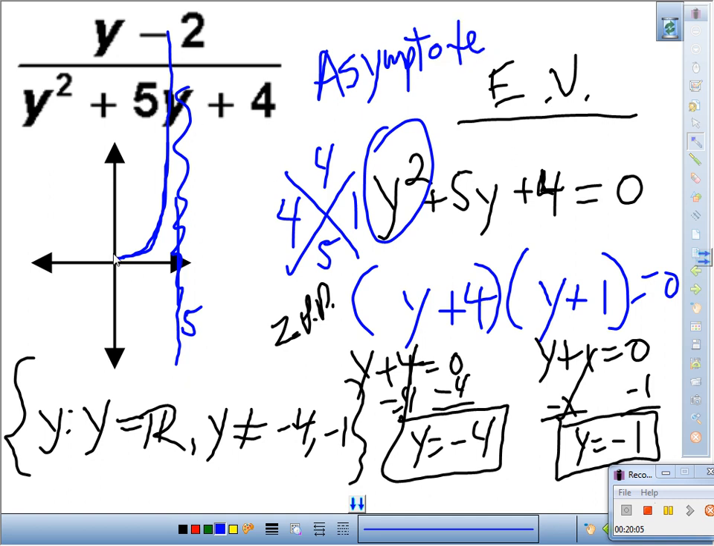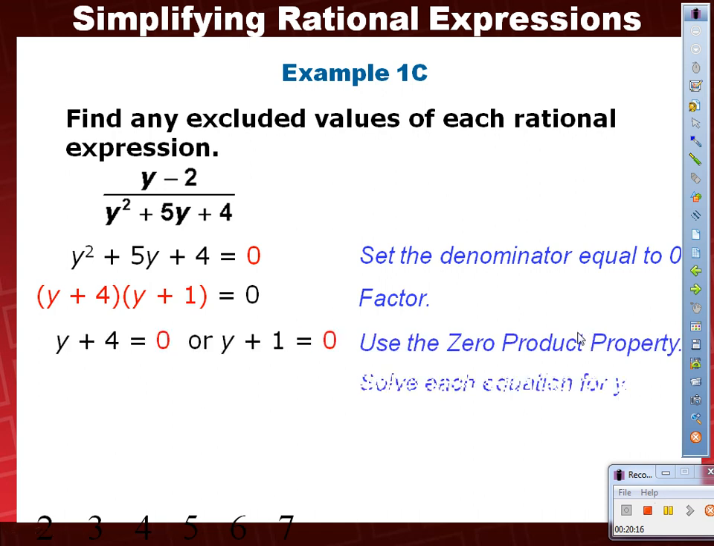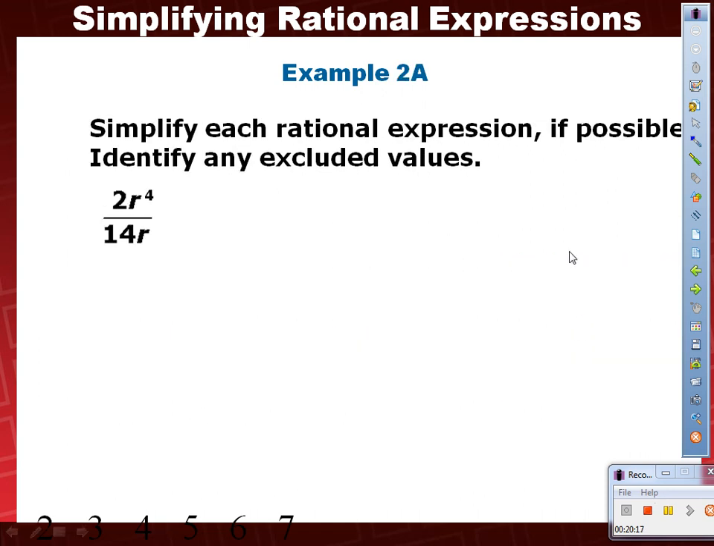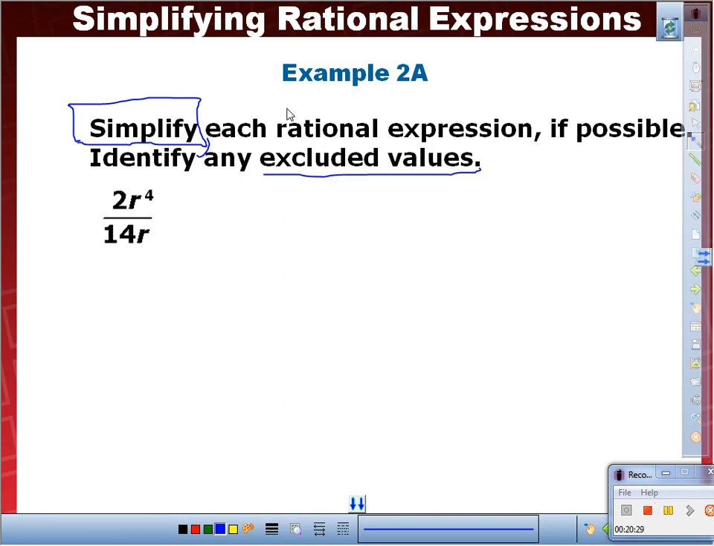It's an invisible barrier that we cannot cross. Okay? You're like, okay. All right. Let's go to simplifying. Copy this one, example 2A. For this one, I just want you to write the word simplify, and then comma, and then I want you to write excluded values, or EV.